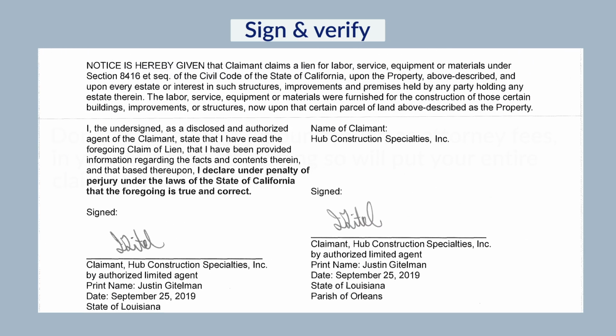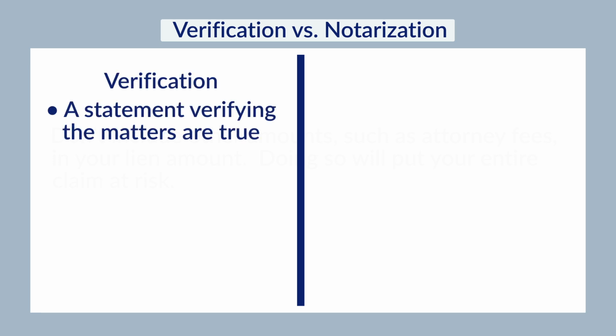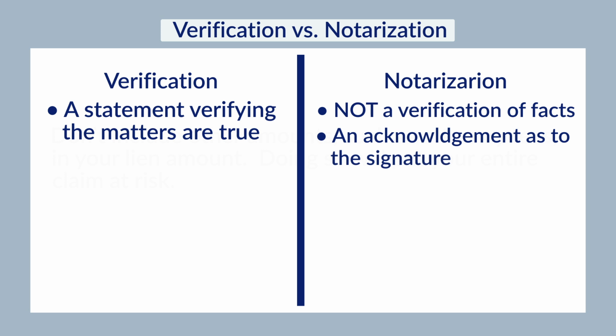Finally, you must sign your mechanics lien claim and verify it by signing it under a verification statement, which is a statement whereby you verify the facts alleged to be true. It's important to note that a verification requirement is not the same as a notarization requirement. A verification is simply a statement by the claimant verifying that the matters within the claim are true and correct. Now, a notarization or acknowledgement, on the other hand, is not a verification of the facts, but instead an acknowledgement as to the signature on the document. So in other words, it proves that the signatures are the actual signatures of the claimant.